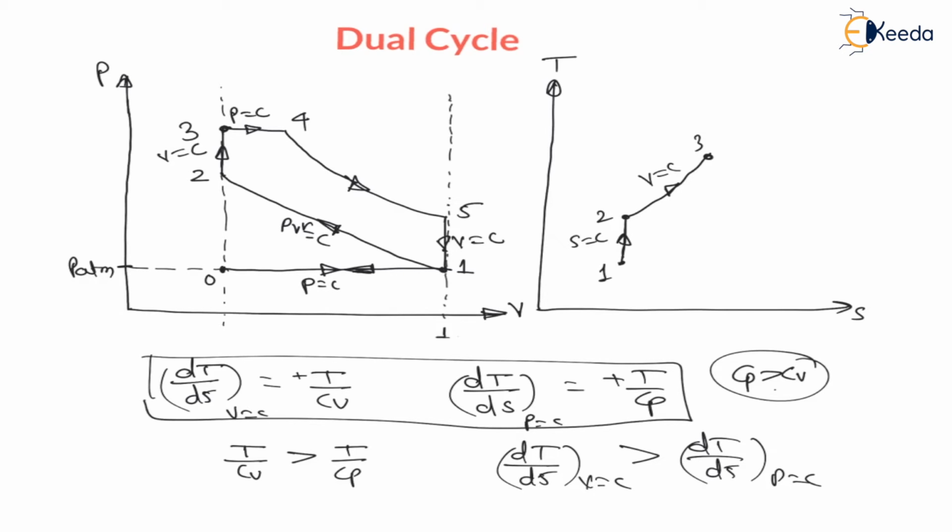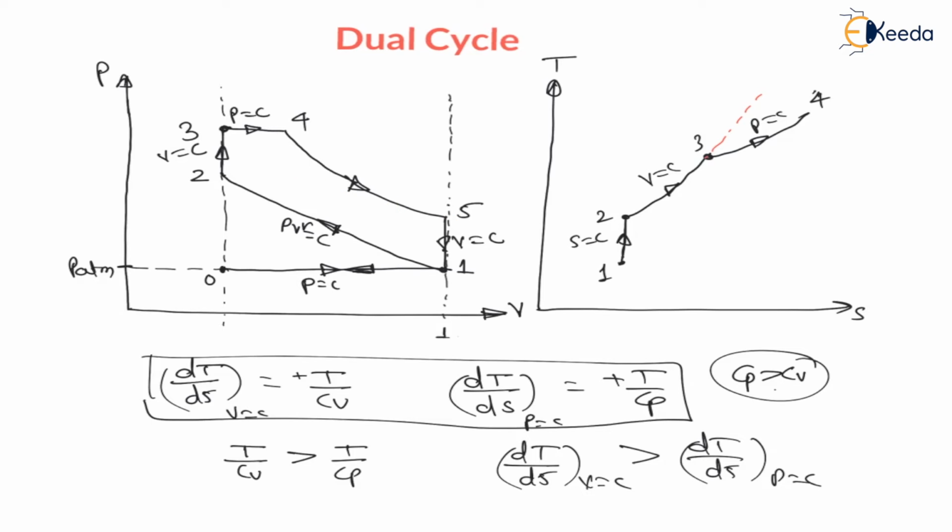Therefore, from 3 to 4, the pressure line will be like this, 3 to 4 pressure is constant, but here you can feel that the slope of 2 to 3, that is the constant volume process, is more than the slope of 3 to 4, that is the constant pressure process, right? If I extend the slope of 2 to 3, you can feel here the slope of a constant volume process is always more than the slope of a constant pressure process on the TS diagram, temperature versus entropy diagram.